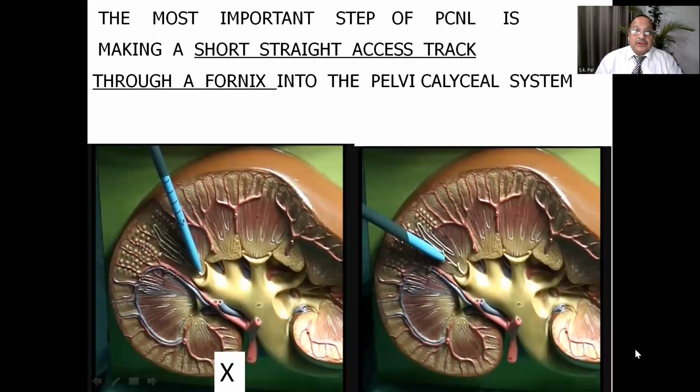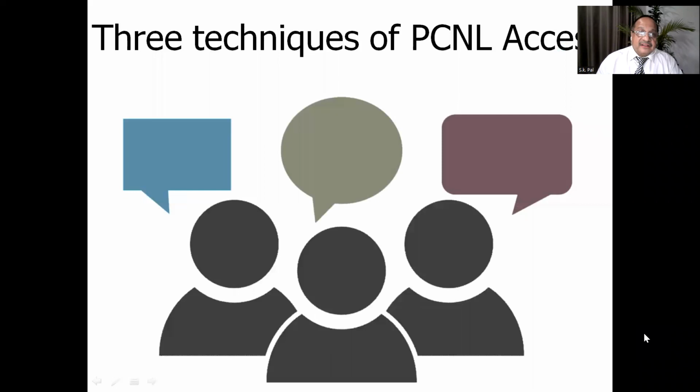The most important step of PCNL is making a short, straight access track through a fornix into the pelvic calyceal system. Let us discuss today the three techniques of making PCNL access.